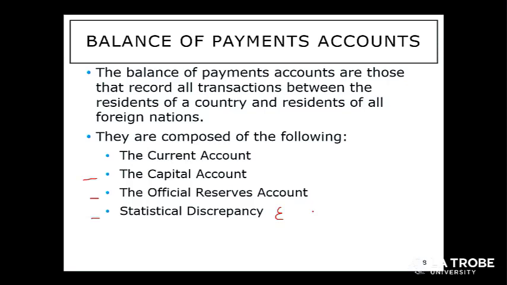So the reason why we have discrepancies between the accounts is because sometimes transactions are very hard to record, especially with financial transactions. So sometimes the accounts will not reconcile, okay? So we introduce the statistical discrepancy to make sure that the account is balanced.